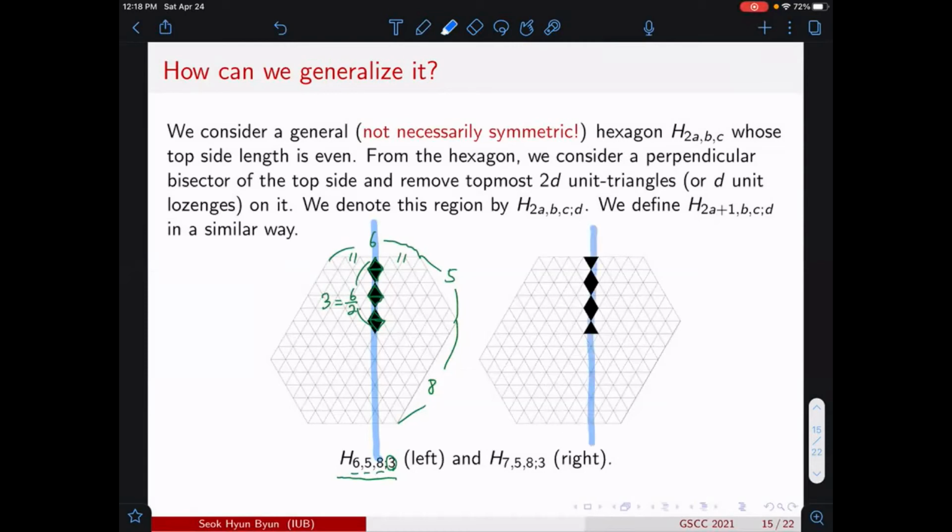So we consider the vertical bisector. They have the same length, and I remove the even number of unit triangles. Then by the same argument, I can call it this. 7, 5, 8 represent the side lengths, and 3 represents the depth, or two times the half of the number of unit triangles that I have removed.